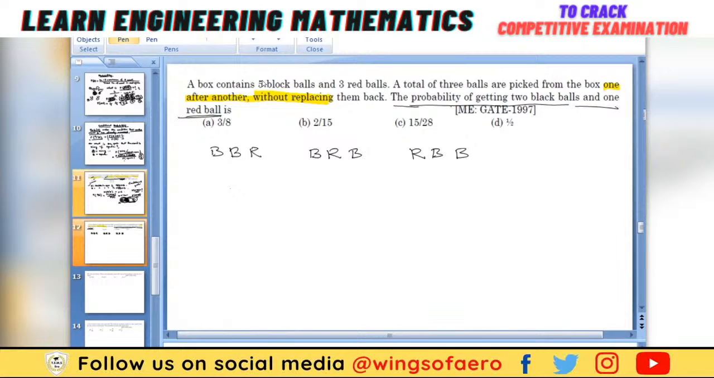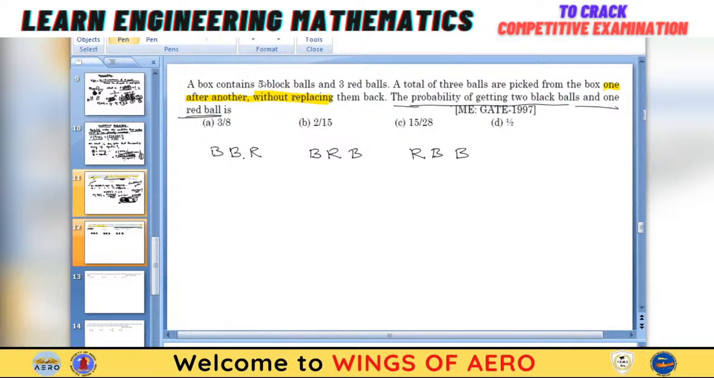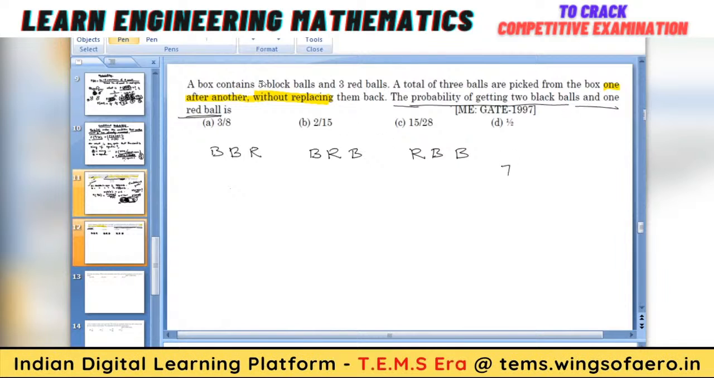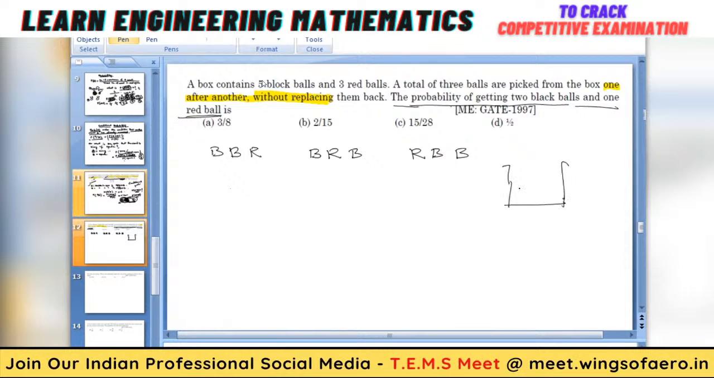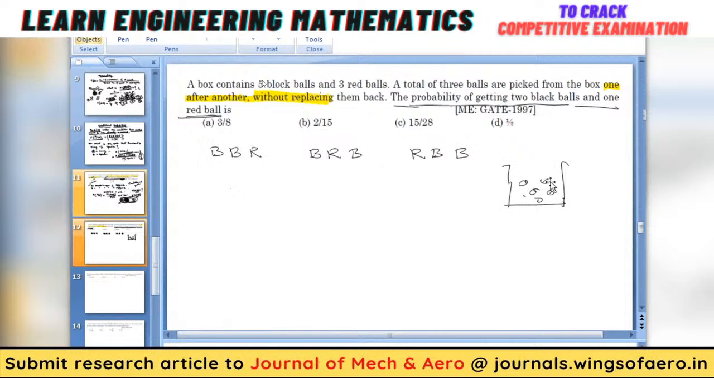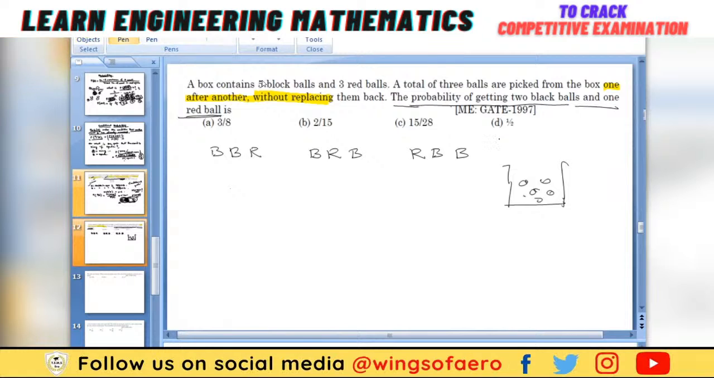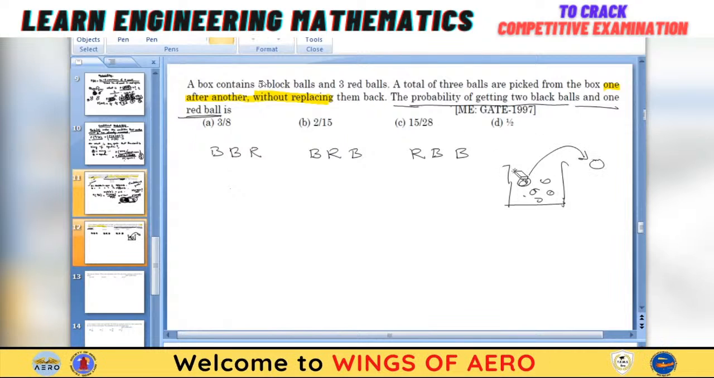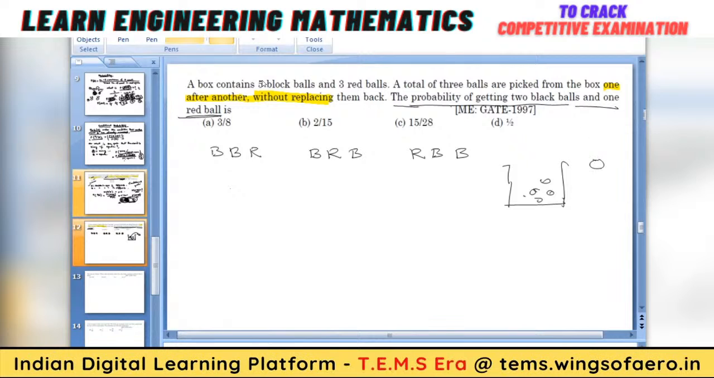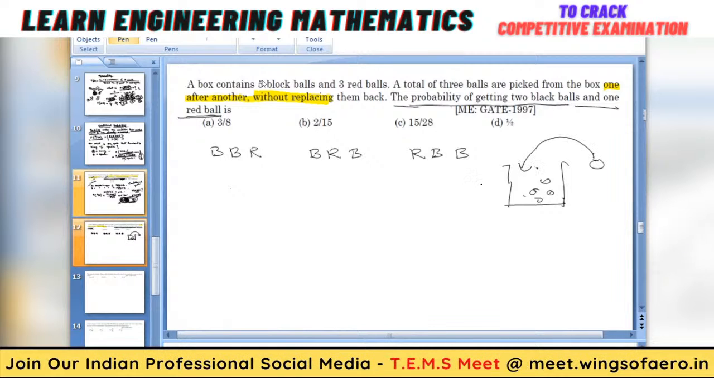Now you have to find out just the probabilities of each and every event. Since it is without replacement, what is without replacement? Suppose this is the box. There are many balls in it. If I consider this ball and I am taking it out, after taking it out, this ball will not be there. Because I have taken it out, I cannot put it back into the box. This is called without replacement.